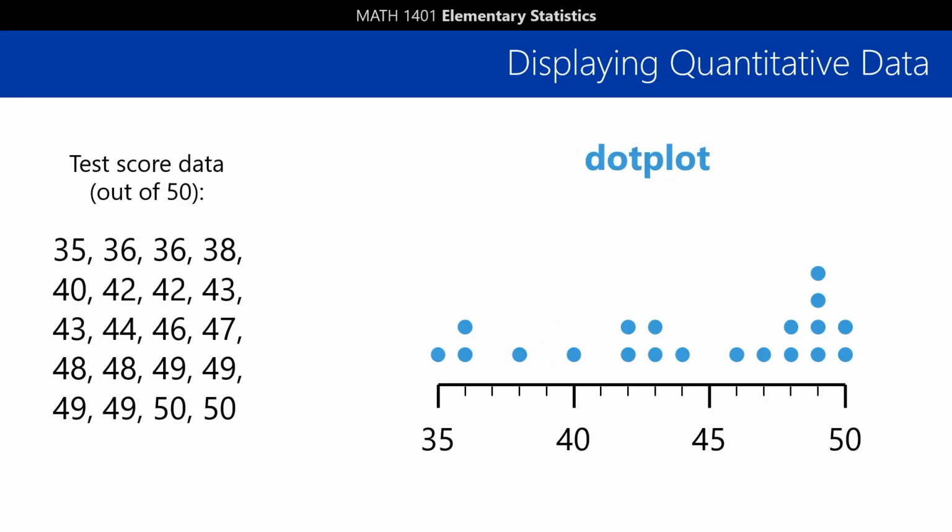Another way we could display quantitative data is with a dot plot. On a dot plot, each individual data point is represented by a single dot, and those dots are stacked on top of each other. Unlike with a histogram, we can see how many people got each individual score. But dot plots can get unwieldy with large sets of data, so it's better to use them on small data sets.